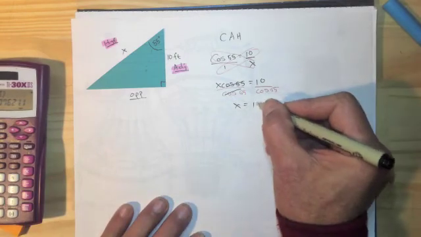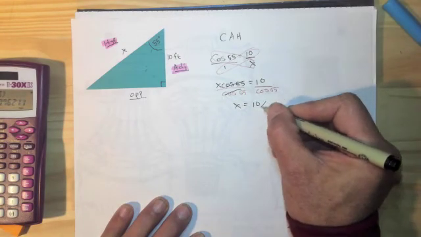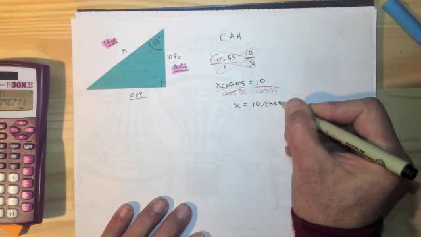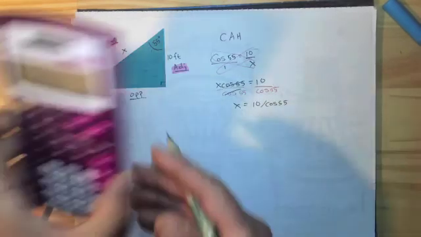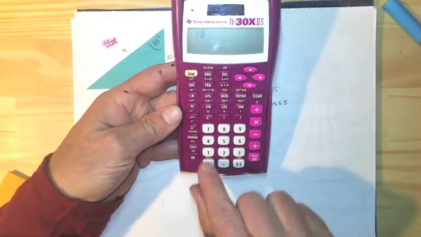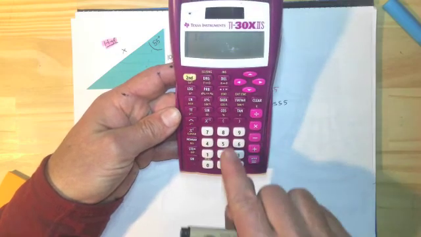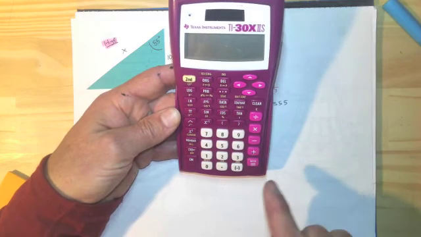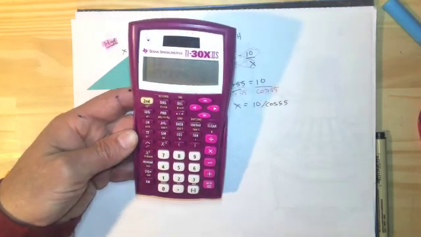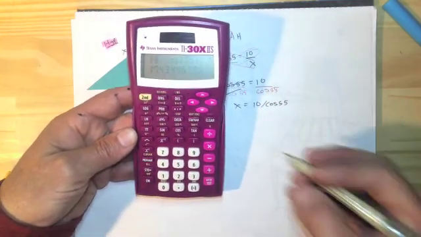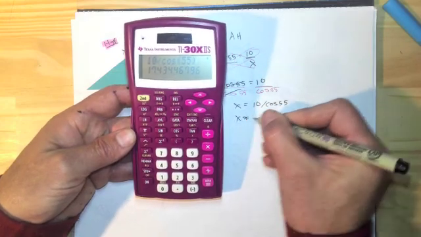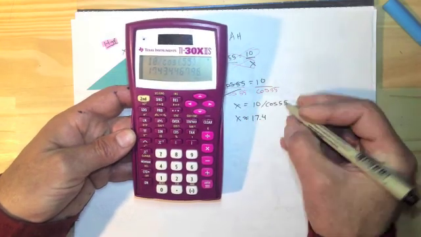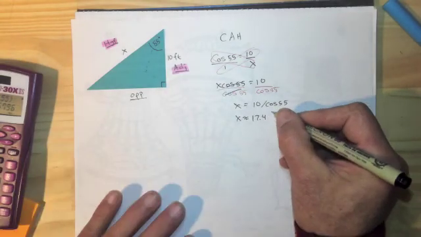That would be 10 divided by the cosine of 55, just like that, into the calculator. So I have 10 divided by the cosine of 55, and that should give me the answer. So I get 17.43 to 3 significant digits. x is approximately 17.4 feet.